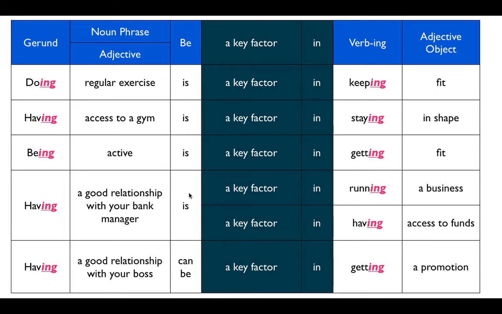So it doesn't always have to be just is or was or has been. It could be one of those. So the key takeaway points here: a key factor is a very good cause and effect phrase. It works with the preposition in and it works with some form of the verb be. Okay, it's not have, it's not play. No, don't make that mistake.